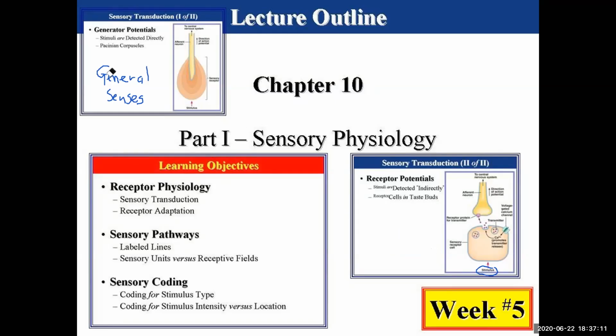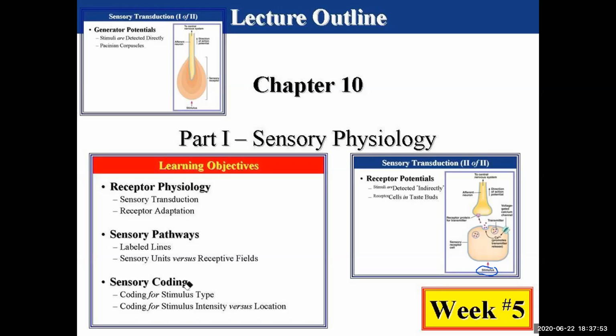So that's the 2 additional graded potentials, generator potential and receptor potential. And then we're going to go over and understand how receptor physiology functions. Most of it is basically, we covered the foundation already. We're just applying it here. And then introducing a brand new concept, labeled lines. This also should have been covered in anatomy, well, at least in my anatomy classes, I introduce my students to this. So sensory pathways involving labeled lines and the concept of sensory units versus receptive fields.